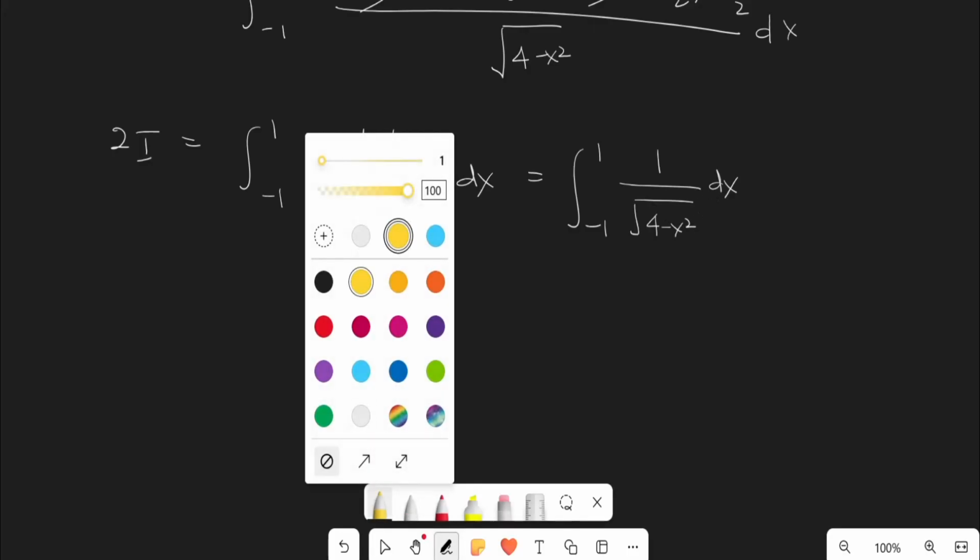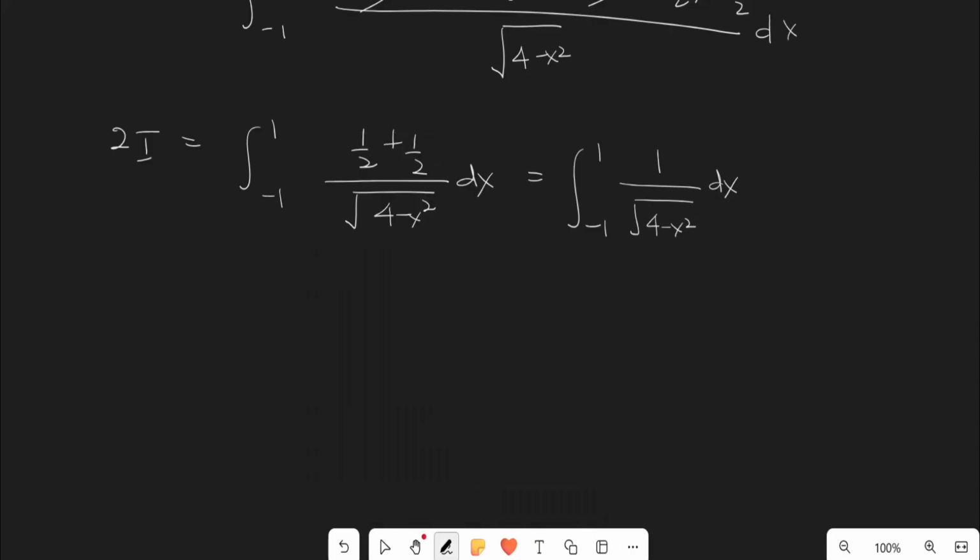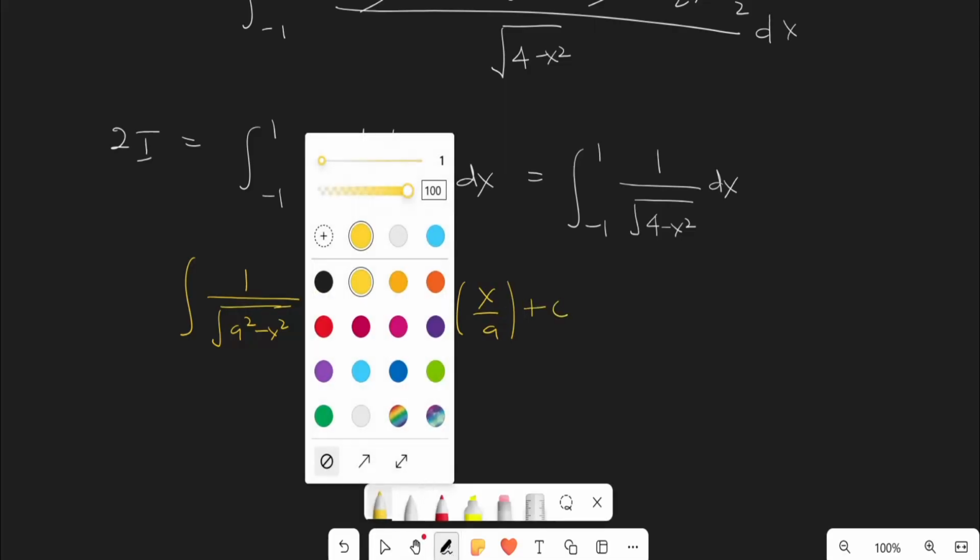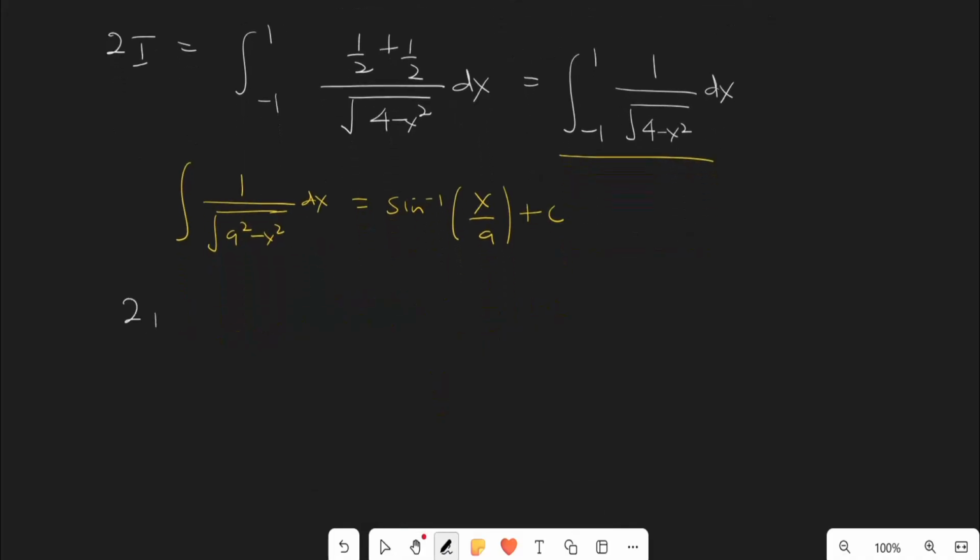If we can compare this to the sine inverse integral, if we have the integral of 1 all over the square root of a squared minus x squared dx, this is the same as the sine inverse of x over a plus the constant of integration. So this one looks like the sine integral, but I'm going to rewrite it as, so we have 2I is going to be the integral from -1 to 1 of 1 all over the square root of 2 squared minus x squared, because 4 can be written as 2 squared.